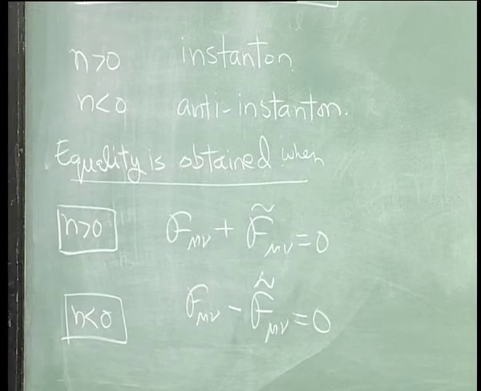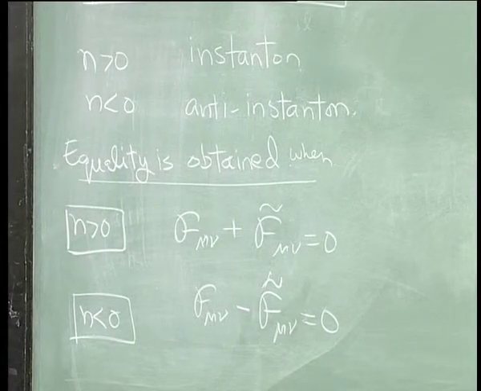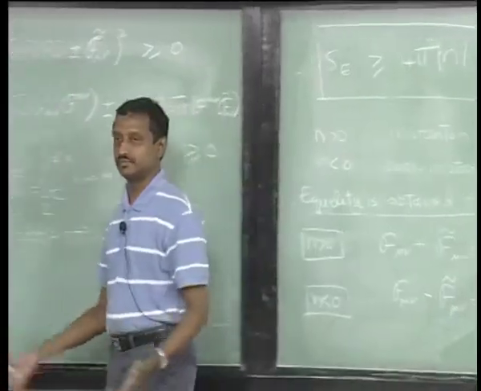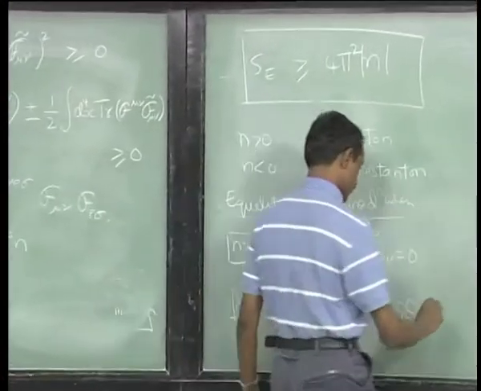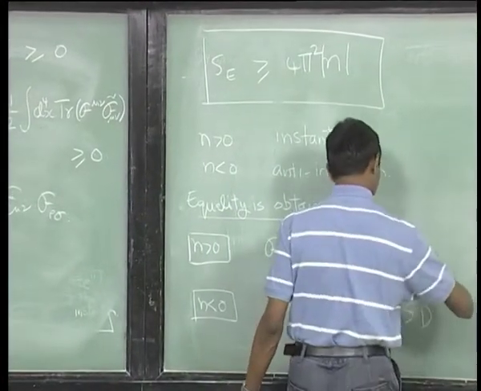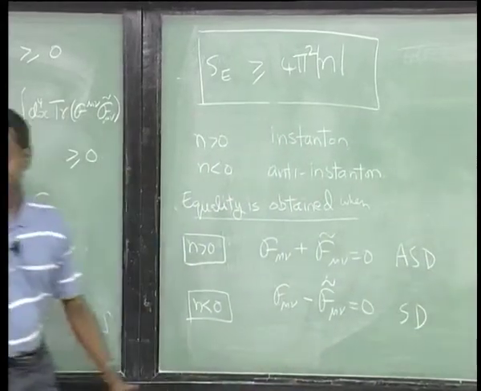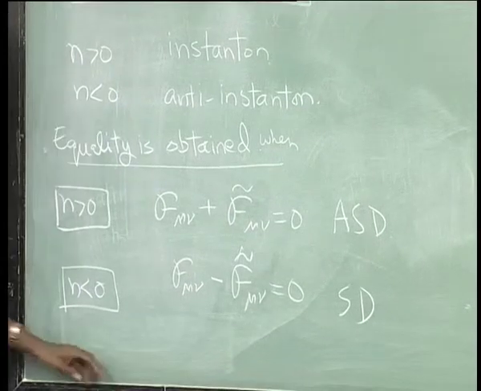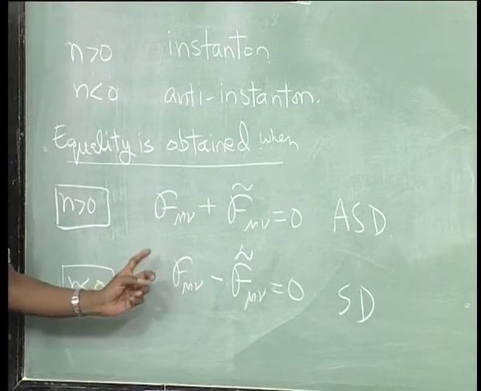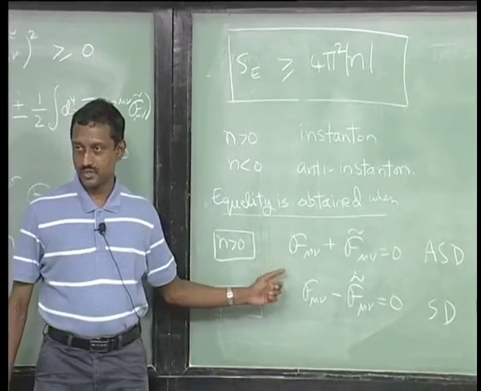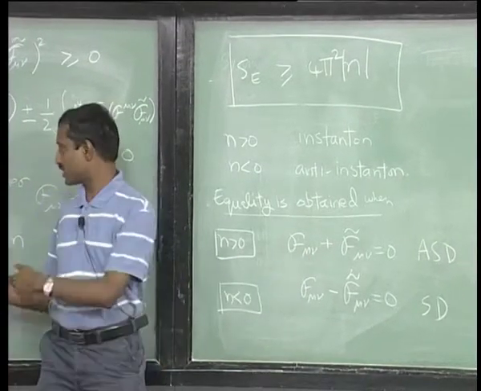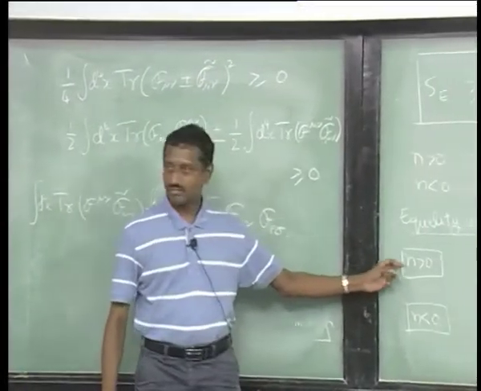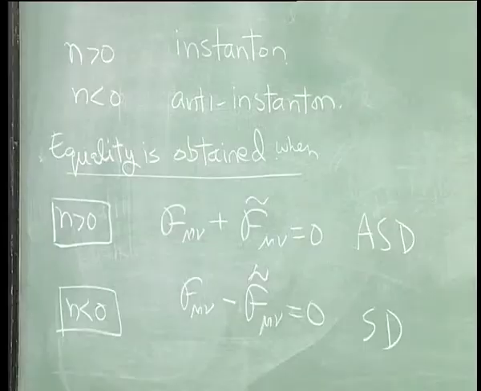and n less than 0 gives the other sign. So these are first order equations, okay. Here, when F equal to F dual, this is called a self dual instanton, and the other will be called anti self dual. Okay. So these equations are a lot easier to solve because they are first order, okay. So in fact you can check if the winding number 1 solution that we wrote solves this equation. You should check that. You compute this thing and check if it satisfies that.